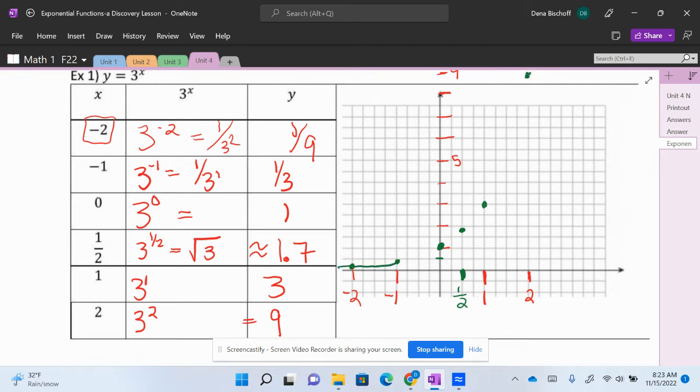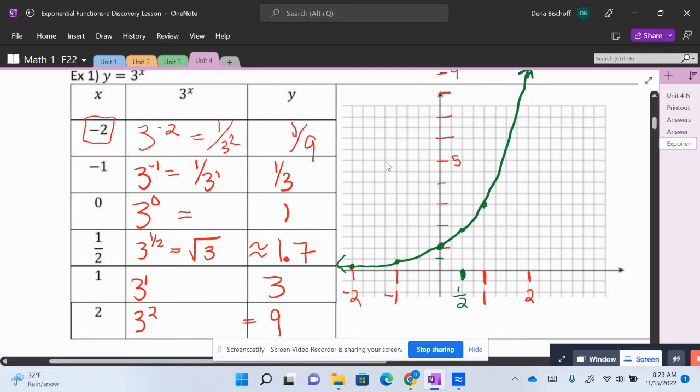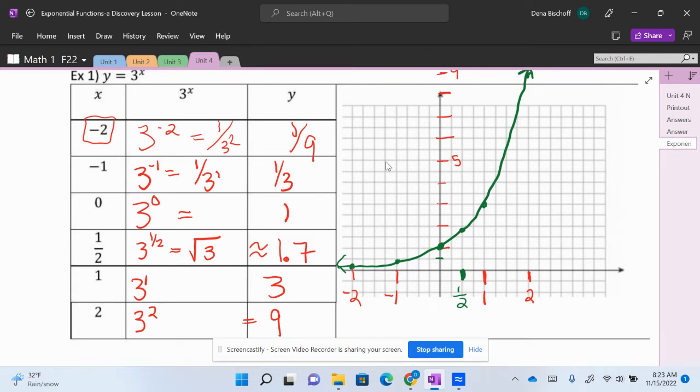So when you connect your dots, your graph looks something like this. This is what an exponential function looks like. It means it grows exponentially. It starts off really small, but then it grows really fast. You see how those numbers are going to get way bigger.